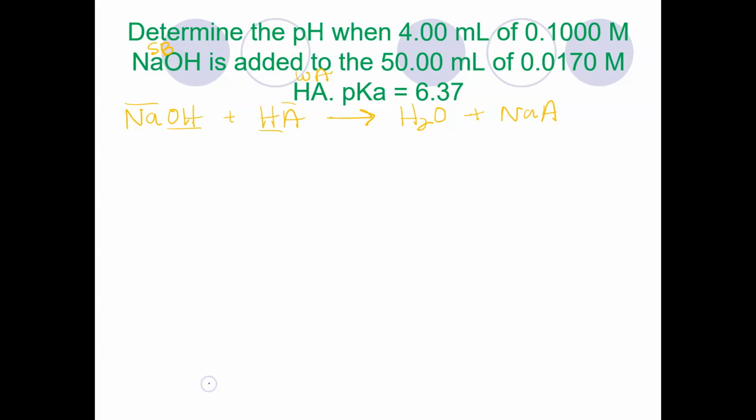Go back to purple. I want us to go ahead and write the type of chemical all 4 of these are. So NaOH is a strong base. HA is a weak acid. H2O is neutral, so I'm going to write X. NaA is not immediately apparent what it is.